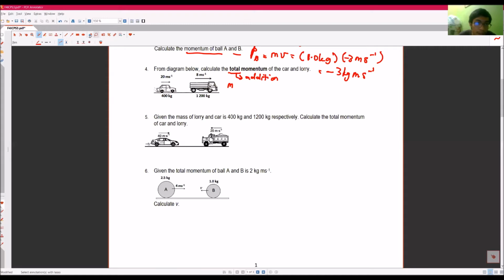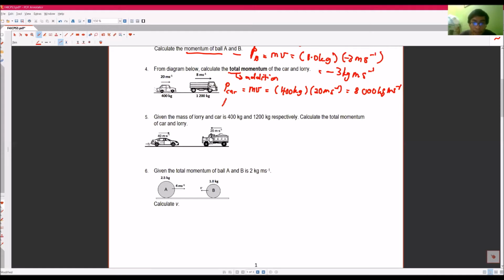So let's calculate the momentum of the car. The momentum of the car, P car, equals mv. Mass is 400 kilogram, v is 20 meter per second. So we will get 8,000 kg m s^-1. So let's check, 8,000. Yeah, 8,000.